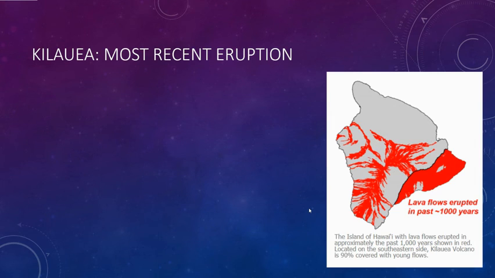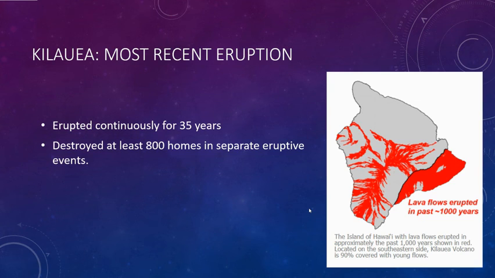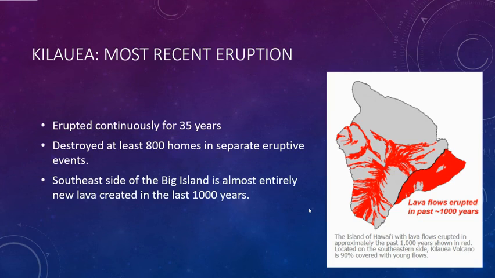If you're curious, the most recent eruptions on Hawaii are at Kilauea, which is on the southeast flank of the island. There are two other volcanoes, Mauna Kea and Mauna Loa. Mauna Loa has been active within our lifetime. Mauna Kea has not, but it's not considered extinct, just dormant. Kilauea has erupted for 35 years, with a brief pause in 2018. Over 800 homes have been destroyed in separate eruption events. And the southeast side of the island is almost entirely new in the last 1,000 years.